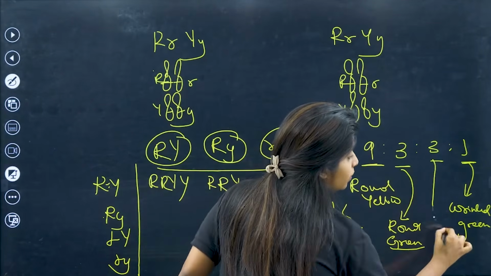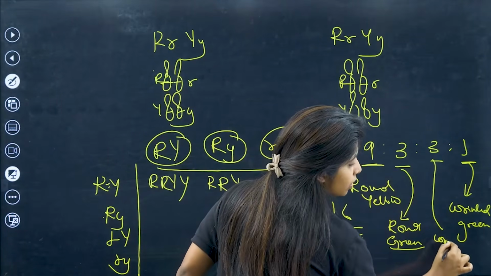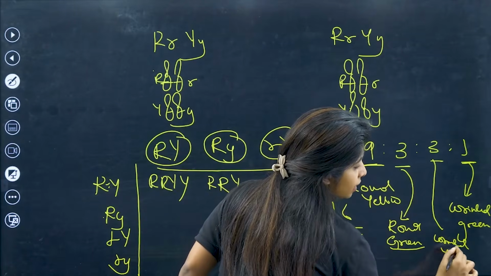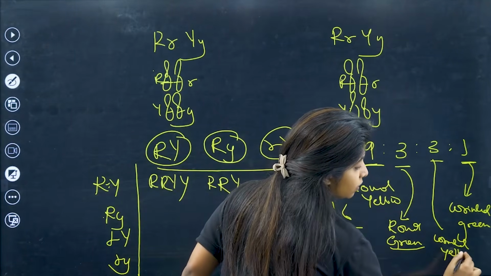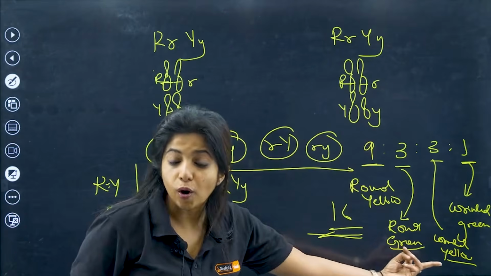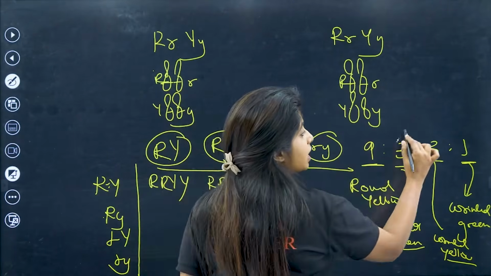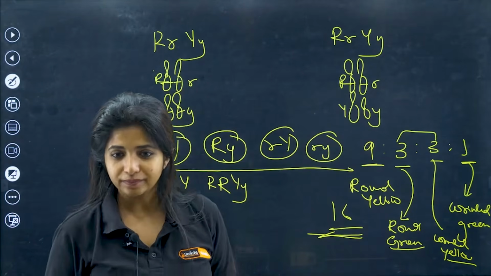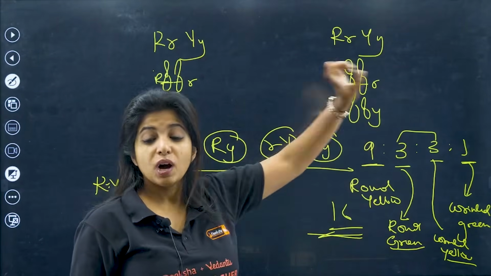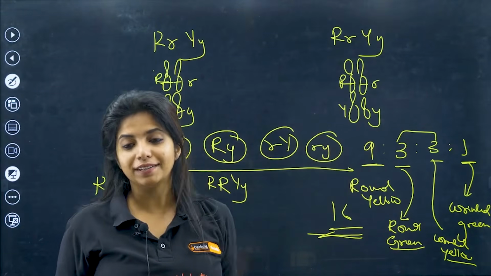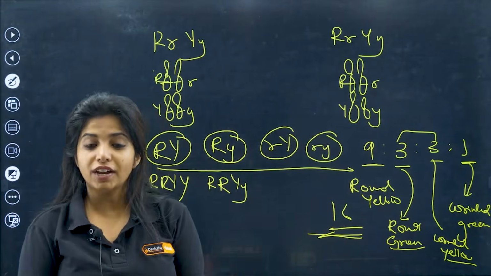And the next 3 will be what? Wrinkled was with green, and this time wrinkled will be with yellow. These are the new combinations that you got. So out of 16, 6 of them were new combinations. 9 of them were the dominant type. 1 of them was the recessive parental type. So what did he come to understand from this?